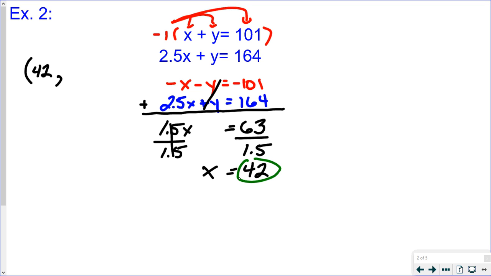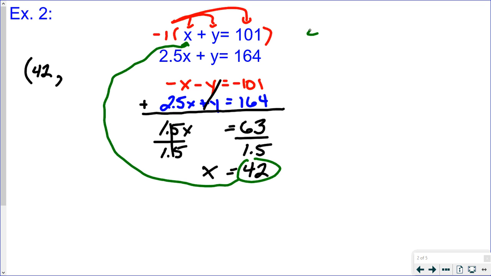So probably the easiest one to plug it into is the original equation up here. So plug it into this one before I multiplied by -1. I could plug it into this one. I could plug it into the bottom one. All right. I'm going to plug it into this original one, x plus y equals 101.